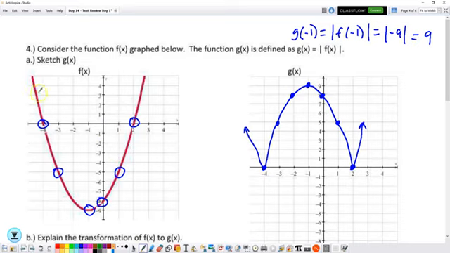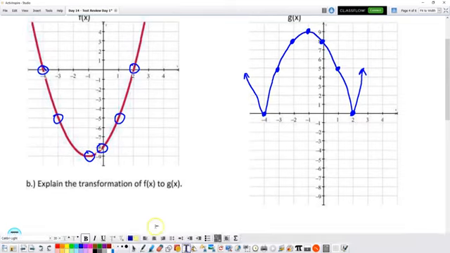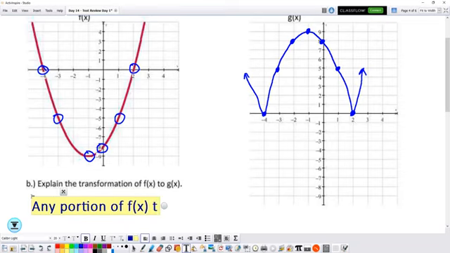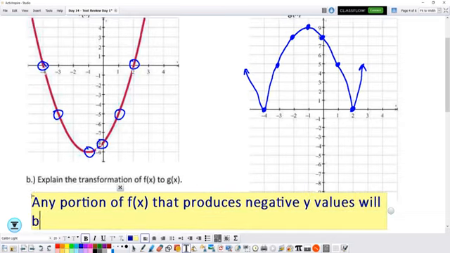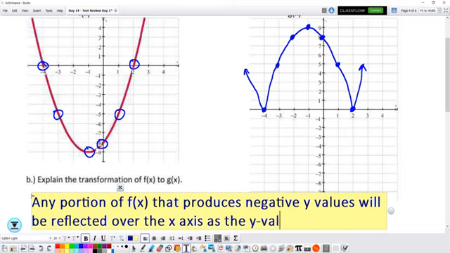So what did we do? We kept all the pieces that had positive y values as they were, but any portion of f of x that produces negative y values will be reflected over the x-axis as the y values are made positive. Cool. All right.